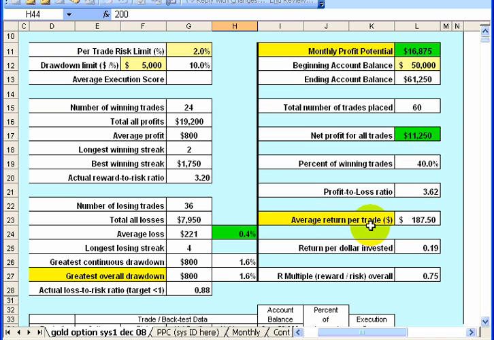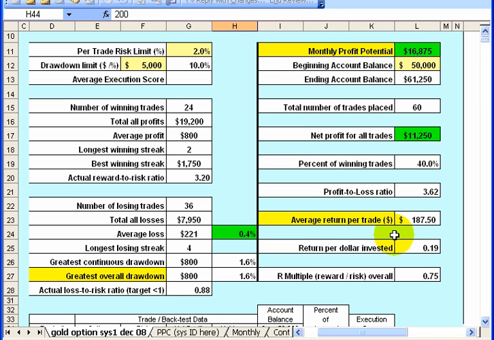And this is where you wind up: a key metric is your average return per trade, or your average profit or loss per trade over all these 60 trades. This is how much you're going to make or lose on average for every trade you place, all winners and losers combined. So knowing this number, this is a key metric, not just the percentage of winning trades, not just the profit to loss ratio, but the average return per trade.